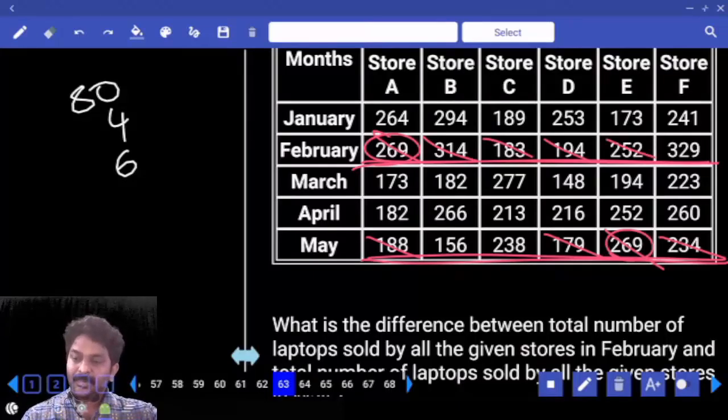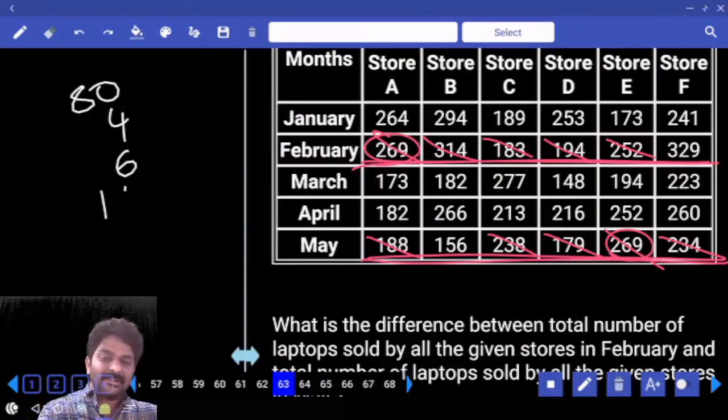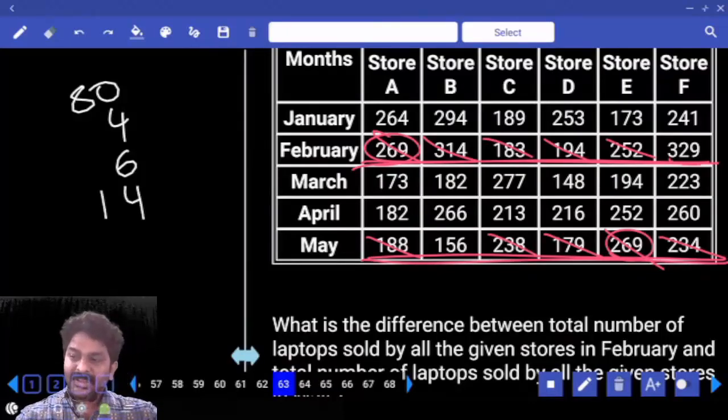252 minus 238. Nearest number, right? So that is 14. 329 minus 156. Come on.